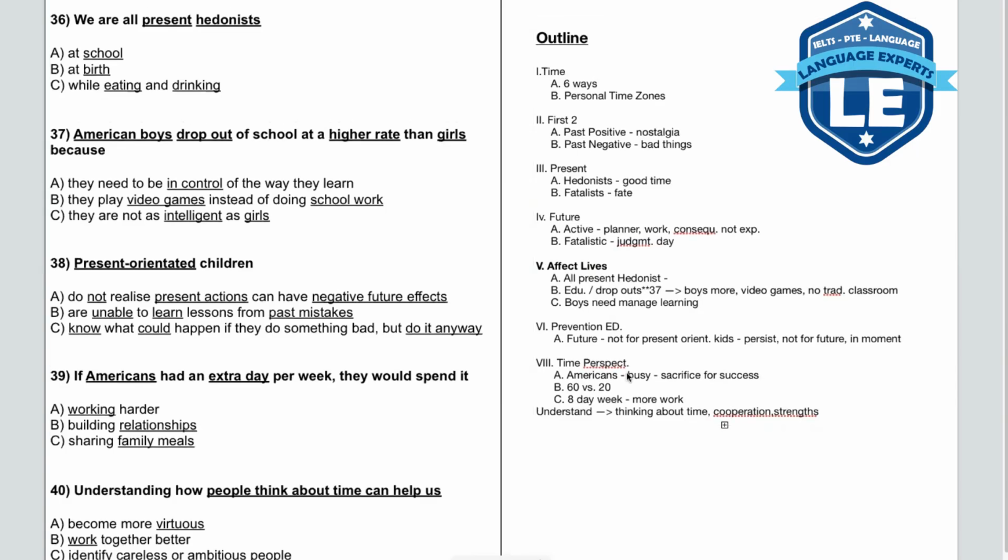Also, before we get into the answers, you'll see that I used arrows. So I have an arrow here and I have an arrow here. This is basically to connect these 2 ideas. So for example, the speaker was talking about dropouts, and then he connected that to talking about boys. At the end, he talked about understanding time perspectives and connected that to thinking about time.